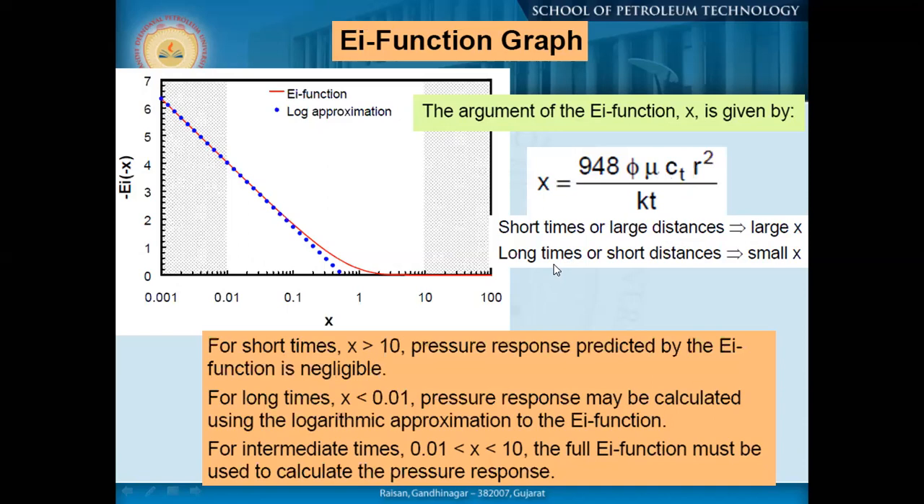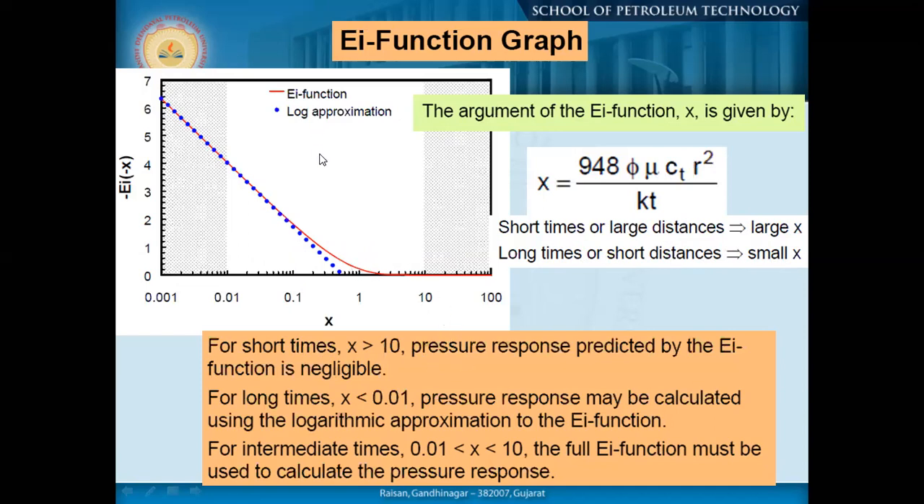Whereas long time and short distance will give you small x. That means with long time, this t is very high, whereas r is less. That's why it will give you small x. So once we see this graph, you can see for short time, that means x greater than 10. Short time t, so r is more, large.